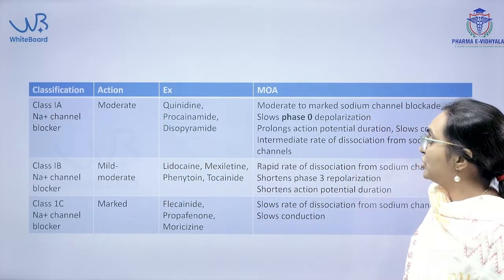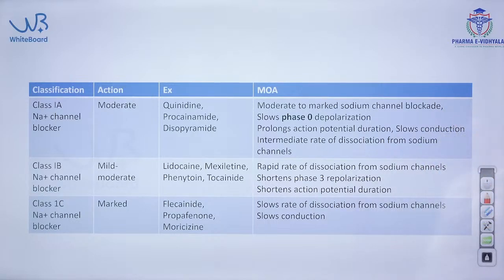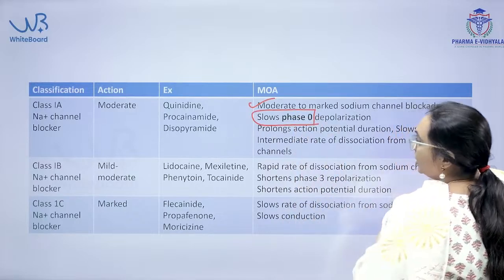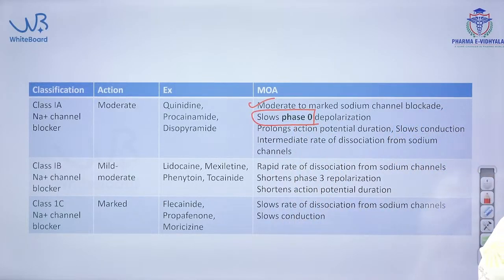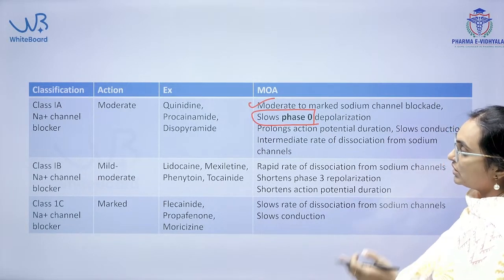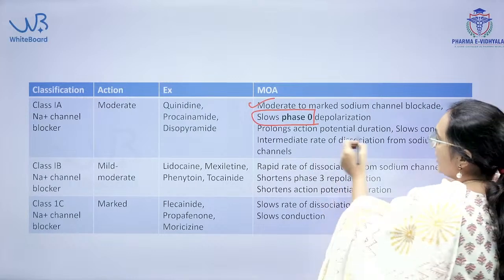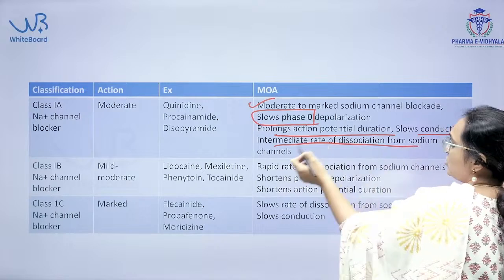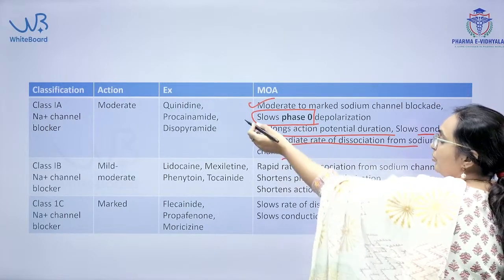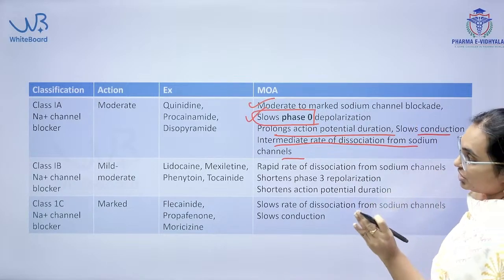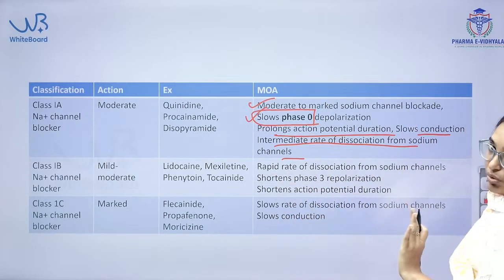And what is the mechanism of action? Detailed mechanism of action. Moderate to marked sodium channel blockade, this is already seen. Important point is it slows phase 0 depolarization. On which phase is it acting? Class 1A drugs act at phase 0. Prolongs action potential duration, slows conduction, intermediate rate of dissociation from sodium channels. So, the important point is moderate action, phase 0 depolarization, and it prolongs the action potential.